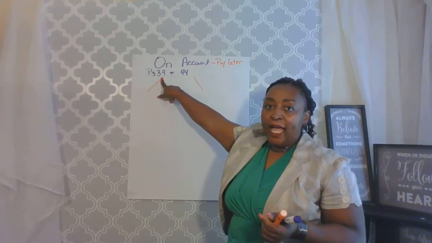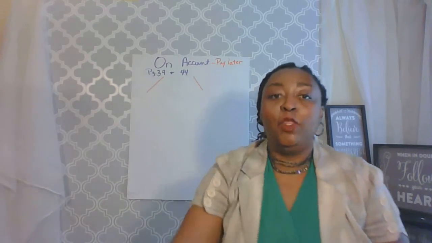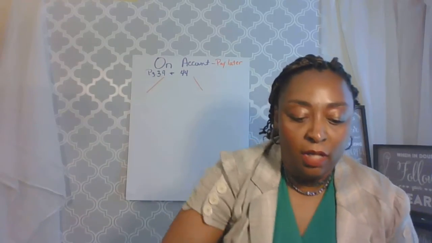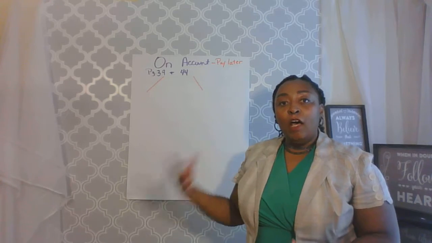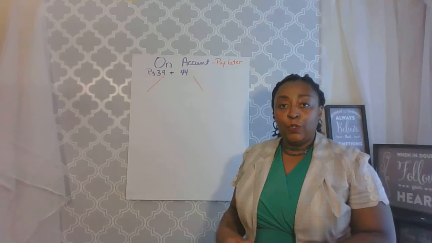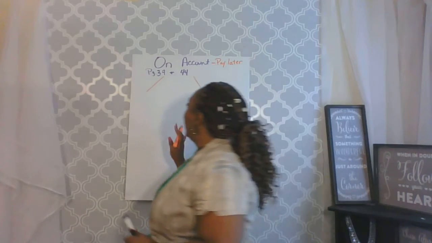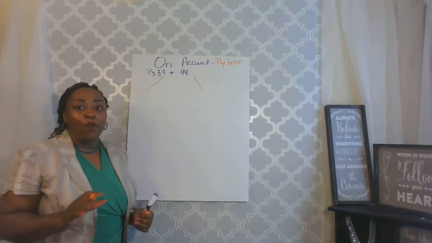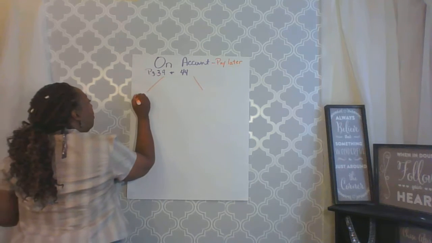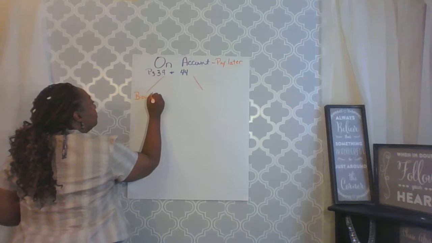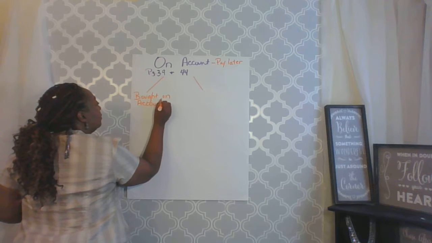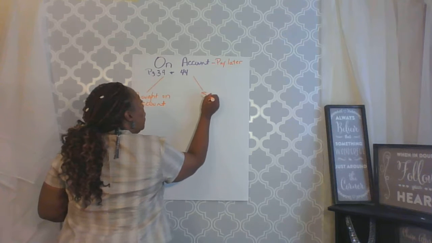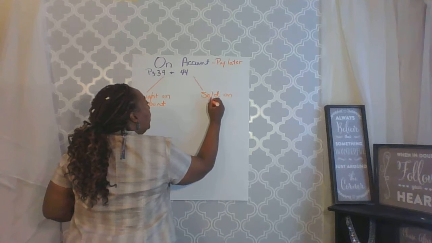On pages 39 and 44 in the Southwest edition, 10th edition of the accounting textbook, you can find examples of on account as I'm getting ready to teach it. There are two types of transactions for on account: bought on account and sold on account.